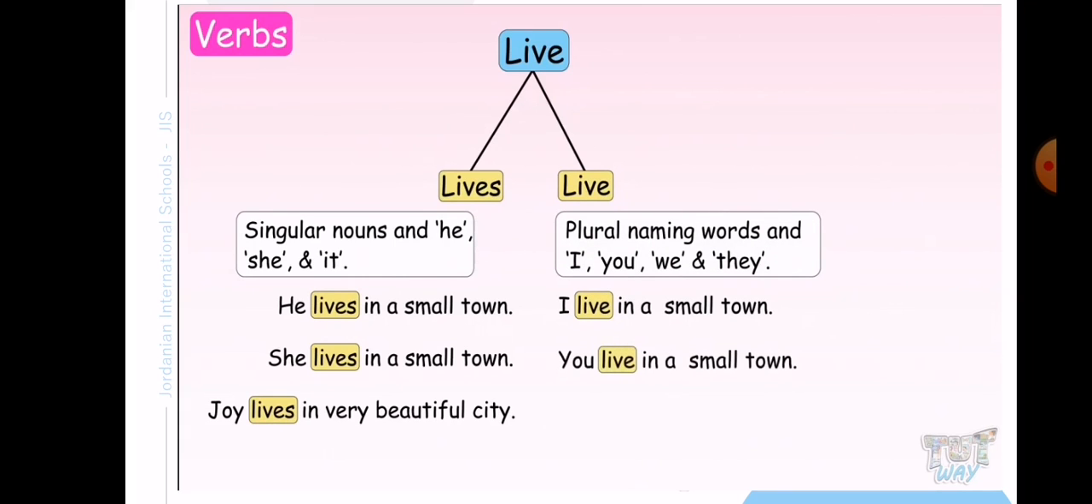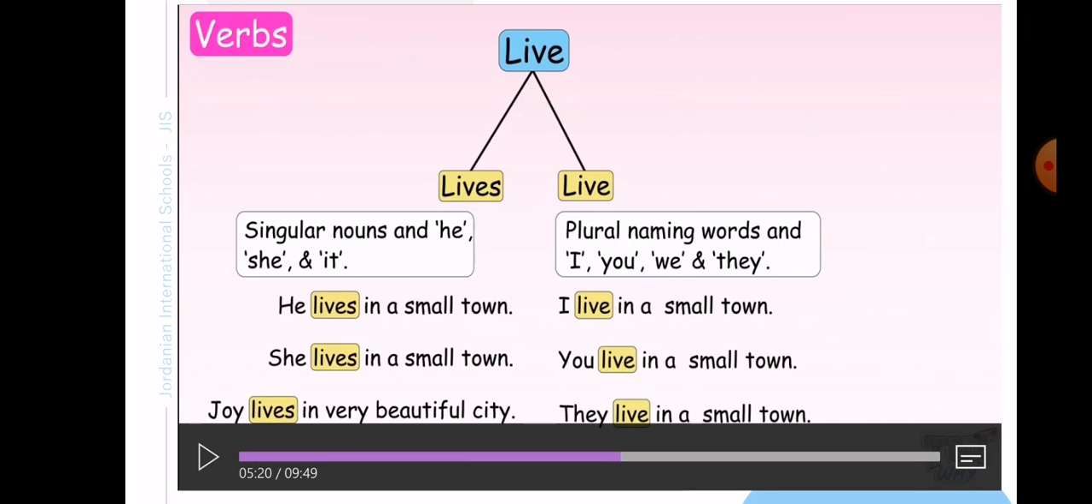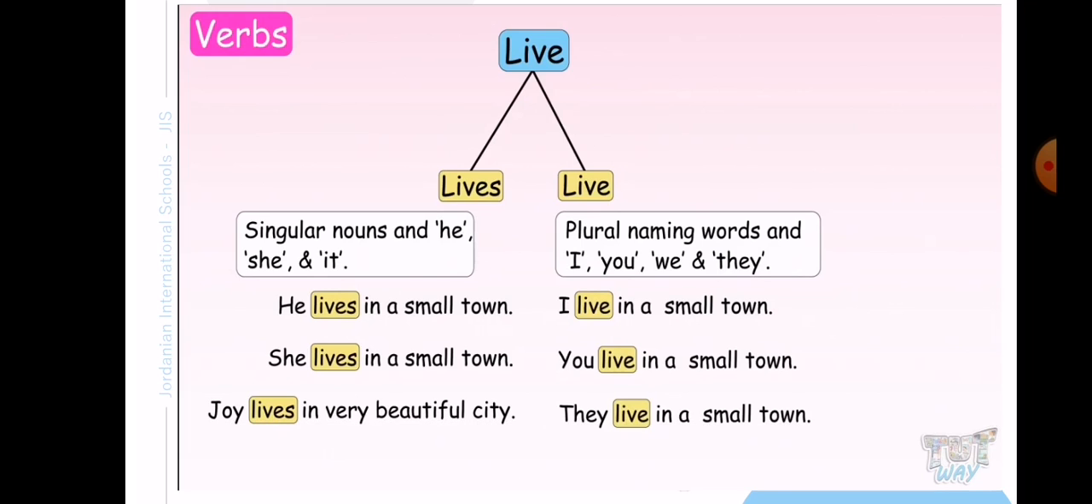You live in a small town. They live in a small town. Okay, teacher. If you look here at this slide, we have the verb live.